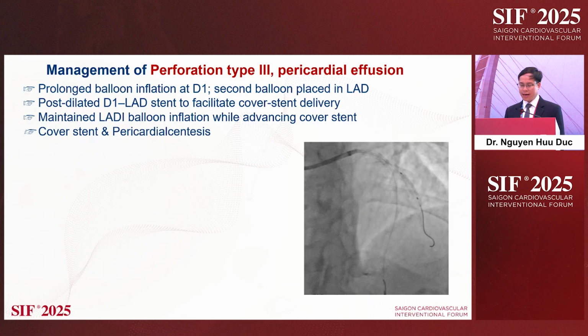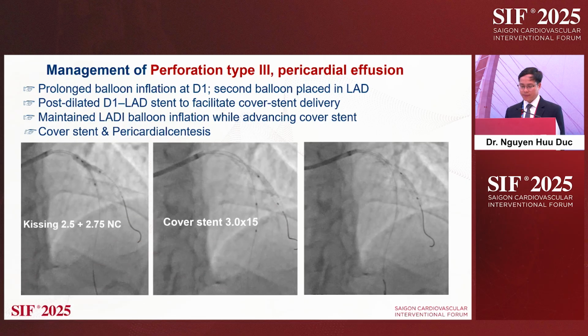The first balloon is at the diagonal, so we need to use a second balloon, the big balloon, from the proximal diagonal to LAD to facilitate covered stent delivery, and we maintain LAD balloon inflation while advancing the covered stent. After that we inflate the covered stent, and pericardiocentesis. Yes, it's very important. Before we put the covered stent, we need to do dilation for the proximal stent.